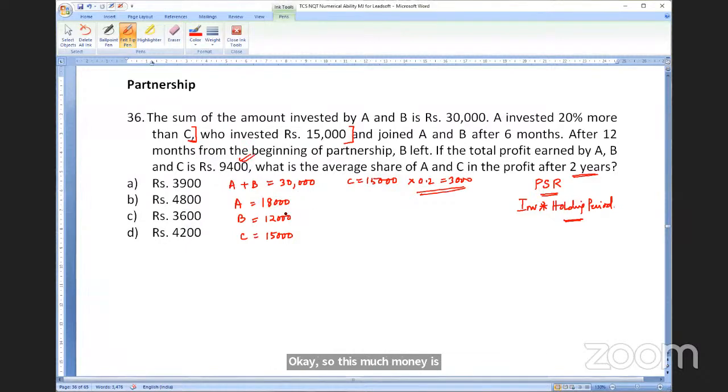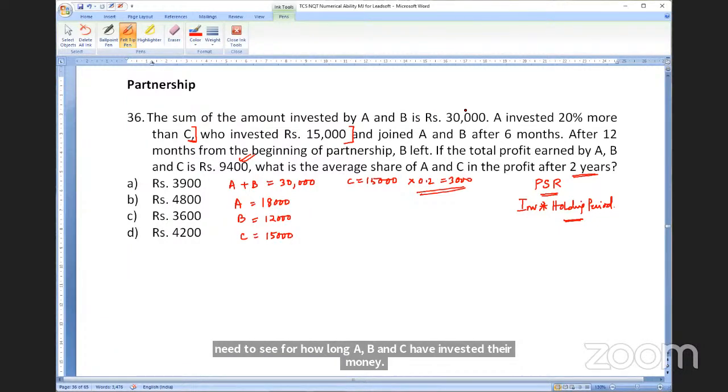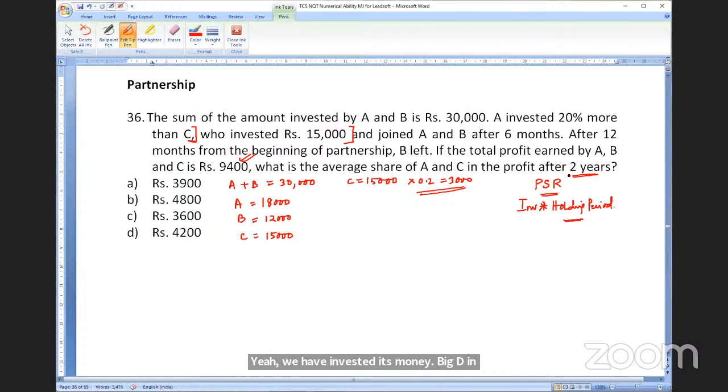Now we need to see for how long A, B, and C have invested their money. A invested his money right in the beginning, and he was there till the end. That means A's holding period is 24 months. Why 24 months? Because it is about 2 years. C joined them after 6 months from the beginning. That means he was there for 18 months because he is also there till the end.